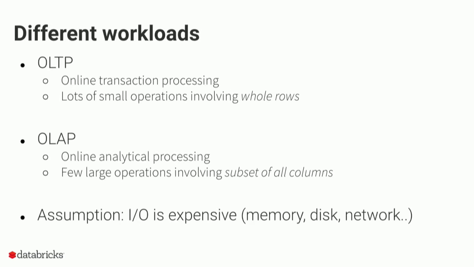But to analyze the performance of these different models, you have to, of course, recognize that there's different workloads and that they're going to behave differently under different workloads. So broadly speaking, there's two types of workloads. There's the traditional OLTP workload, which is online transaction processing. And what this is, they're workloads with lots of small operations involving entire rows. Like, for example, lots of inserts or lots of deletes or update operations. The essence here, like what I'm trying to convey to you, is that these operations involve entire rows.